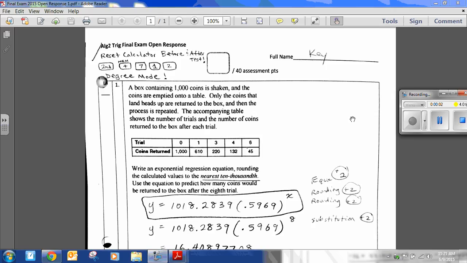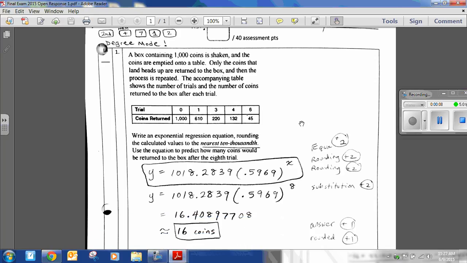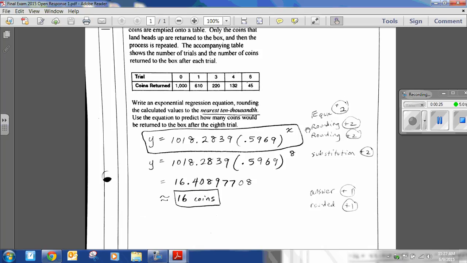Here is the answer key to the final exam open response section. Number one, as you can see, we have a regression model here. They want us to find the exponential regression equation rounding to the nearest ten-thousandth. That's 4 decimal places. So we plug this in for L1, plug this in for L2. You hit stat, go to right arrow, arrow down, and you must copy down this equation.